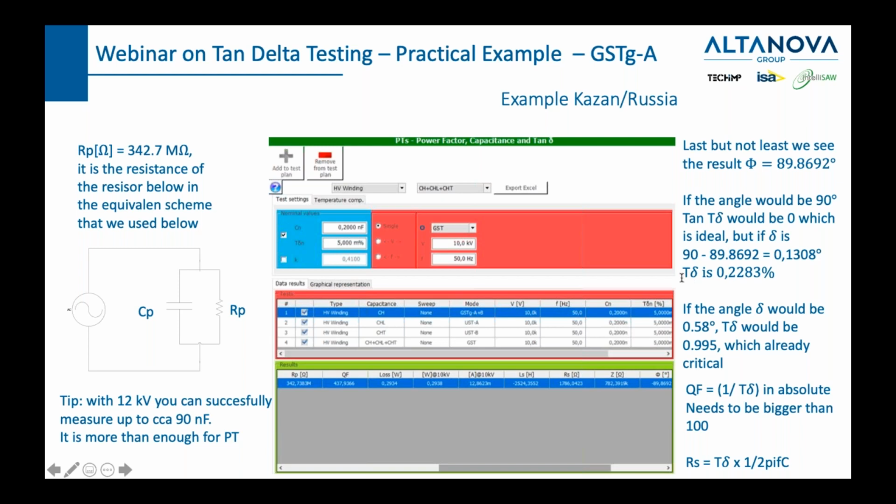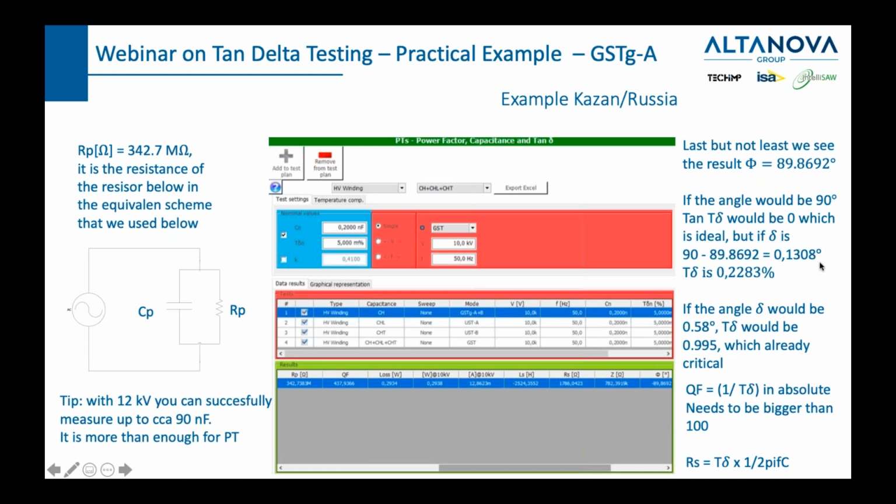Mr. Nadaf Ashraf was asking, are there standards for tan delta results? As we showed, let's say 1% should be the maximum for power transformers, in some cases even less. Also the delta, the change of tan delta, shouldn't be too high. So these are the standards when talking about tan delta.